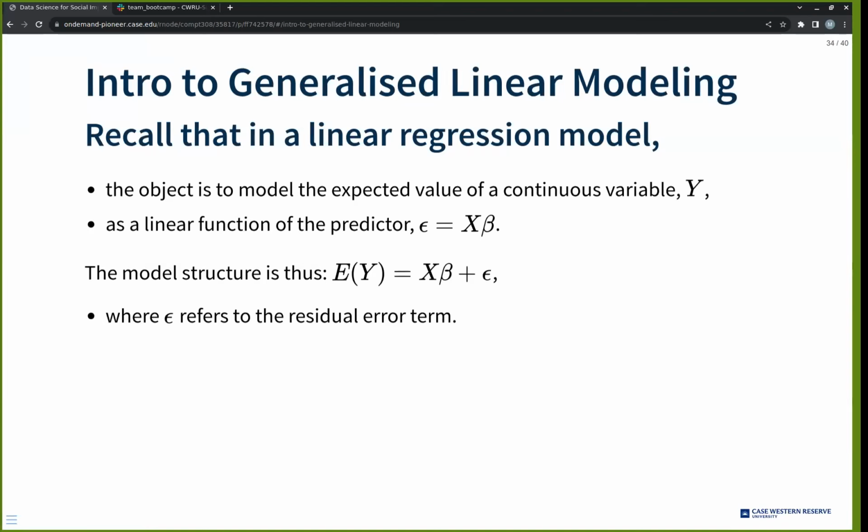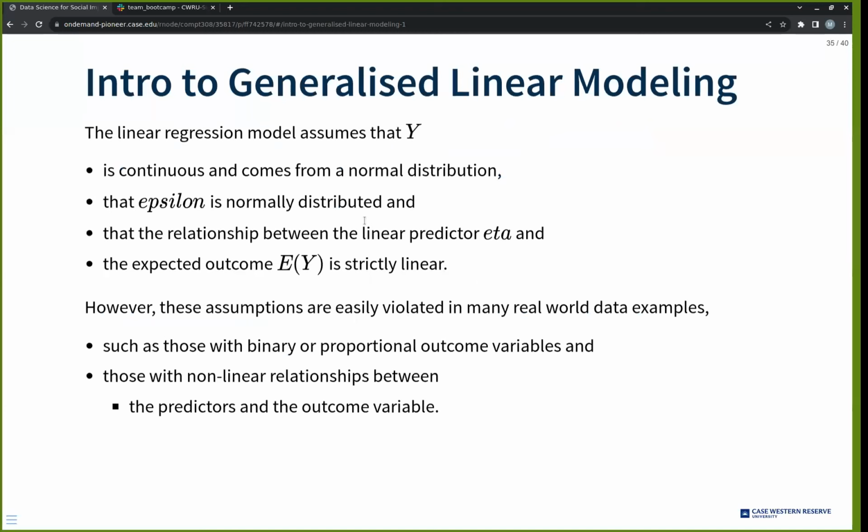What are GLMs? In a linear regression model, we model the value of a variable y that is continuous as a linear function of x. So the structure is simply y equals x something plus epsilon, that is the residual standard error. And if you remember, I told you in the beginning that you can't use linear regression until four of these assumptions are satisfied. Here is a repetition of those four assumptions.